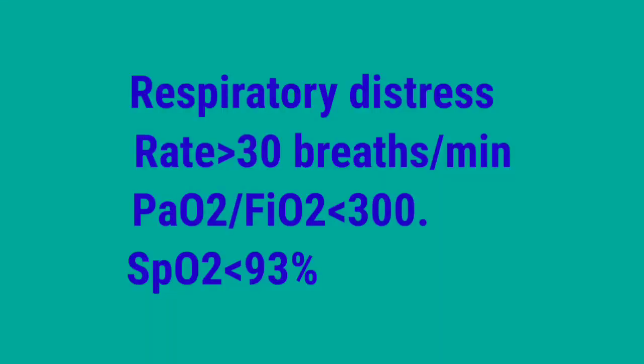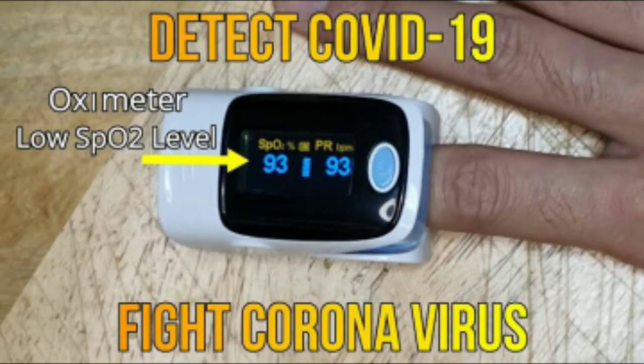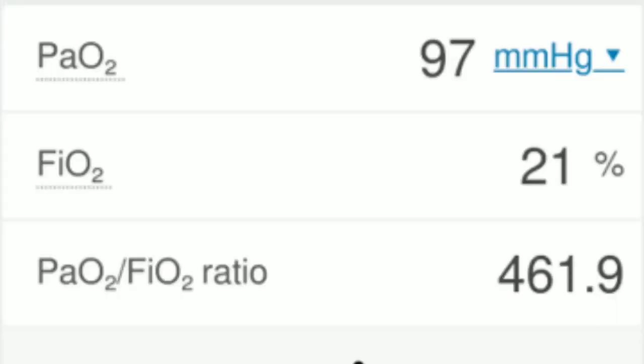For example, if a patient has developed severe COVID-19, wherein the patient develops shortness of breath, a respiratory rate of more than 30, saturation or SpO2 falls to less than 93% on room air, and the patient's PaO2 over FiO2 ratio goes less than 300, then the patient fits the criteria to be admitted to a hospital.